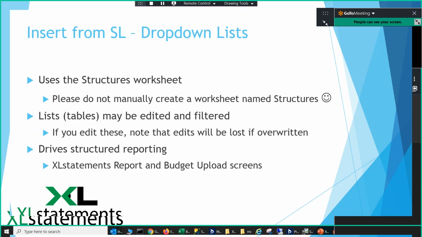Okay, yeah, and then drop downs by themselves. The first time you create a drop down list, it's going to create a worksheet named structures. And if that worksheet's already out there, it's not going to make another one. It's just going to use the one that's already there. And then I'm going to show you exactly what that structures sheet looks like and what you can do with that.